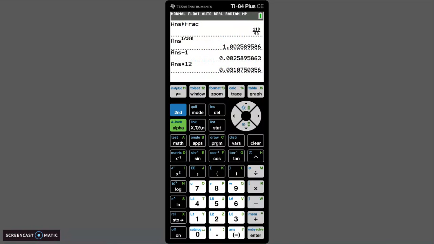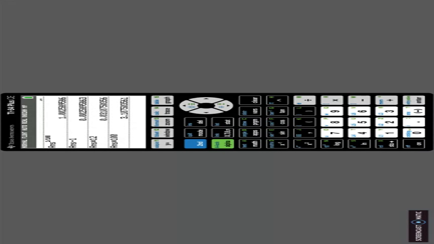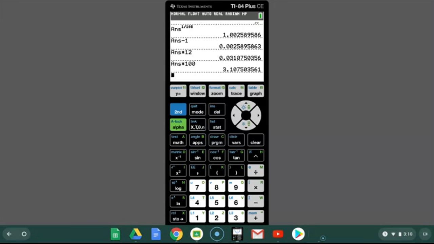So remember, thinking of the nearest 100th percent, we would times it by 100, or you move the decimal places 2 to the right, either way. So we're looking at 3.11%. 3.11% for the first one.